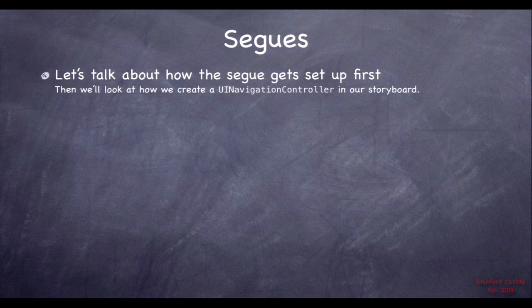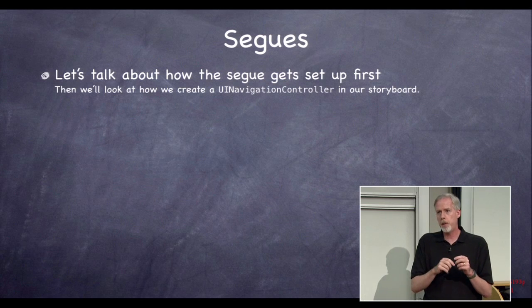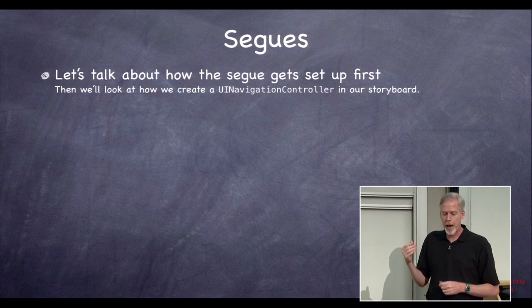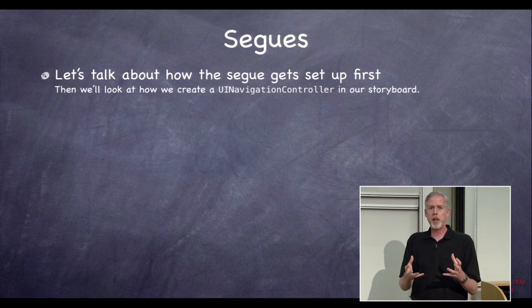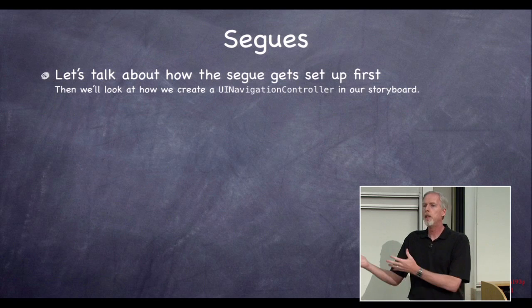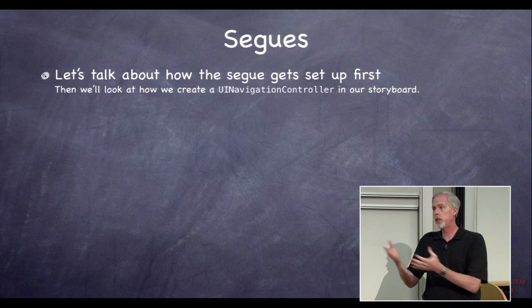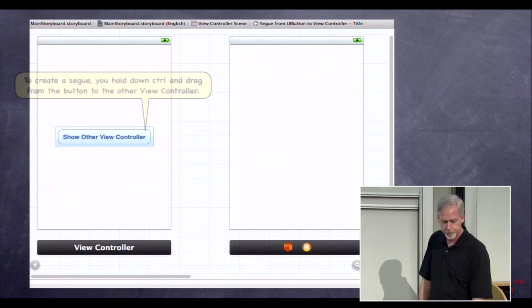Okay. Now, segues. So let's talk about how to get the segue set up first. So the segue is the thing that made it so that it moved over to the other MVC. And we're going to talk about how to get that set up first. Then we'll talk about how we decide we want to be in a navigation controller. So there's two parts of this. Setting up the segue, just basically making it so that the graph button causes this thing to happen. And then there's putting it into the navigation controller.